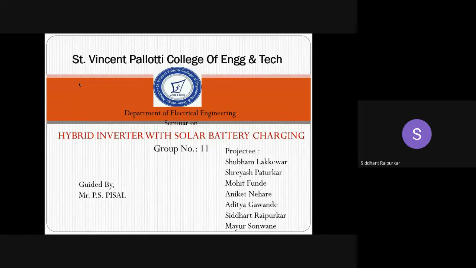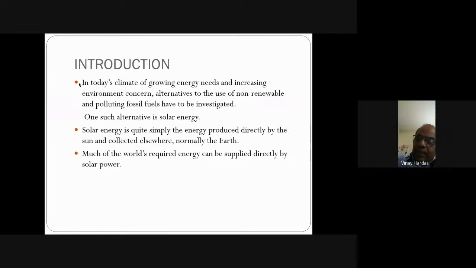Okay. So good morning, all of you. I am Siddhant, and on behalf of Group 11, I am going to present our topic, hybrid inverter with solar charging. Our members are Shubham, Aniket, Mohit, Mayur, and Shreyash. Introduction.